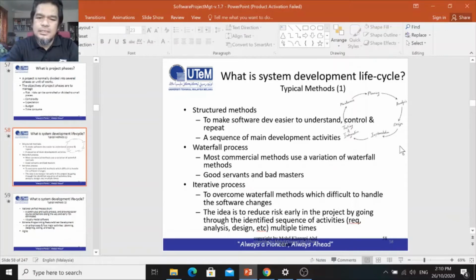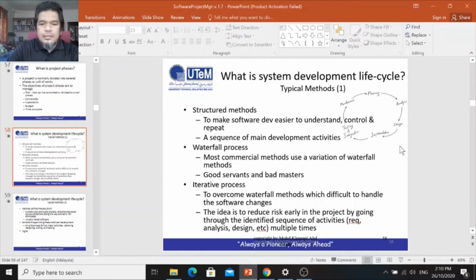This is a contribution from the computer science scientists. They simplify the system development life cycle by introducing a new methodology. So it is not wrong if you don't want to apply any methodology proposed by the scientists. You can develop the software using the system development life cycle in general.